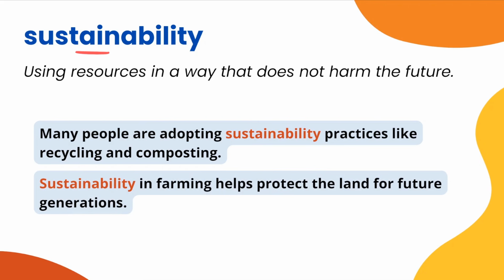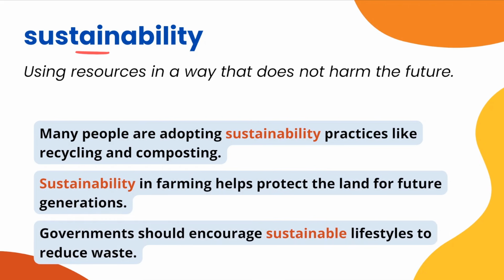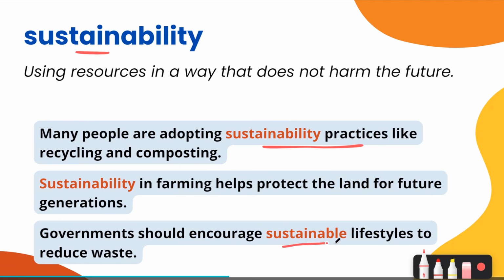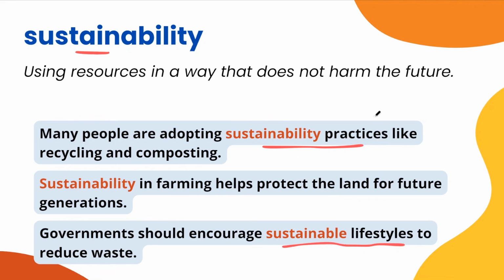Sustainability in farming helps protect the land for future generations. Government should encourage sustainable lifestyles to reduce waste. So sustainability practices here, and this is a different form of the word. Sustainable is an adjective, lifestyles. So you're not using too much stuff, you're not producing too much waste.